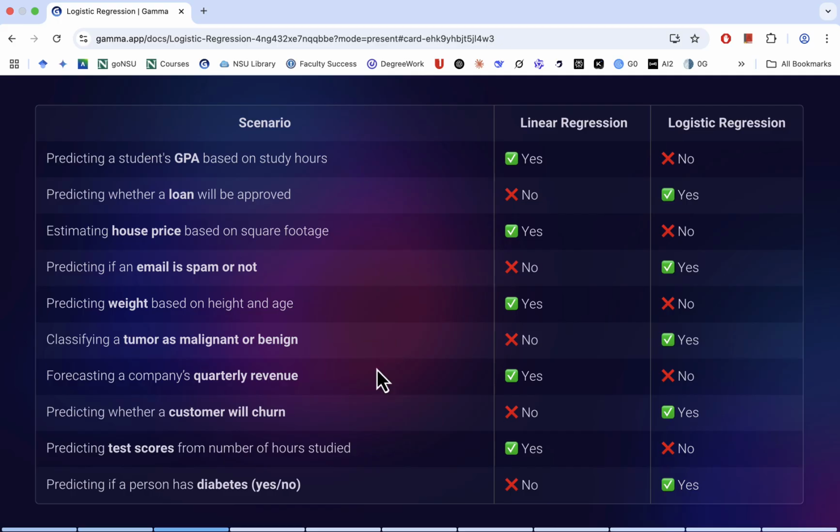Forecasting a company's quarterly revenues. Revenues of a company is a continuous variable and therefore linear regression will apply. Predicting whether a customer will churn or not, that's categorization and therefore logistic regression will apply. Predicting test scores from number of hours studied. Test score is a continuous variable and therefore linear regression will apply. Finally, predicting if a person has diabetes, yes or no, that's categorization and therefore logistic regression will apply.